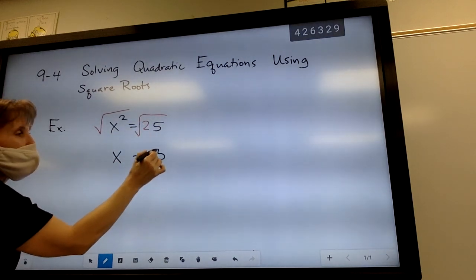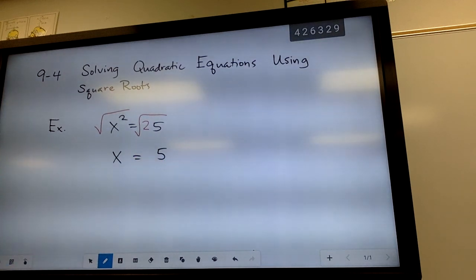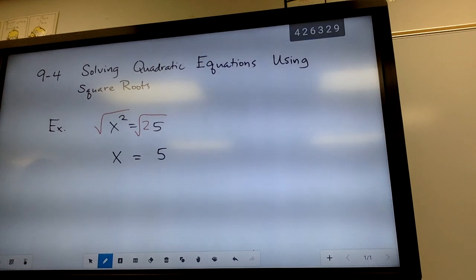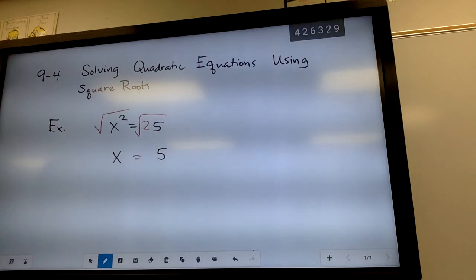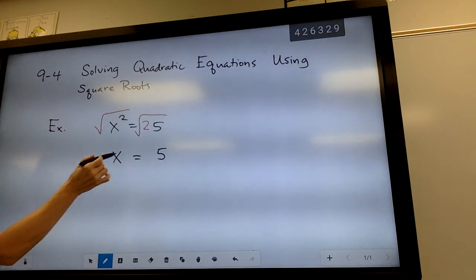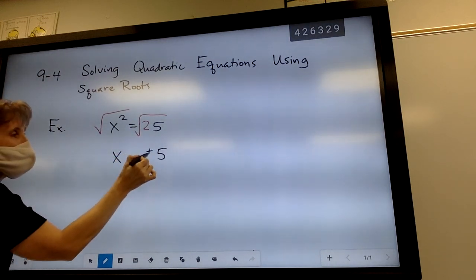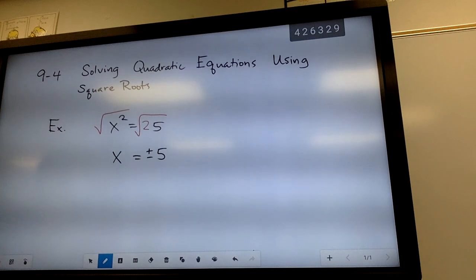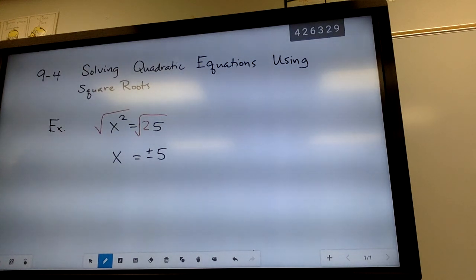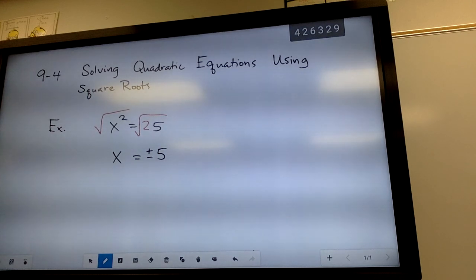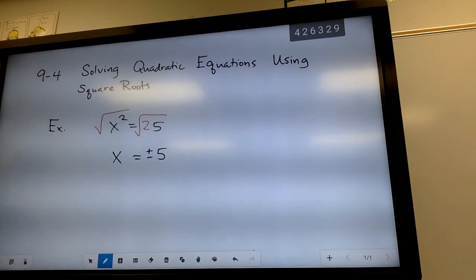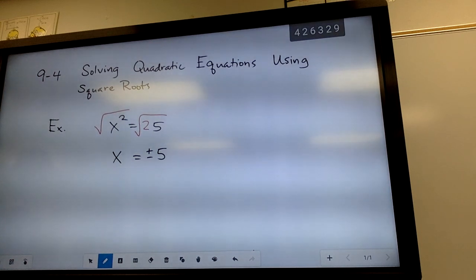okay, we have been writing down 5. Now, when we solved by factoring, how many answers did we get? 2. And there's actually 2 answers when you take the square root. When I take the square root of 25, I could actually get plus or minus 5. When I square a negative 5, doesn't it still equal 25? Yes. And when I square a positive 5, it equals 25.